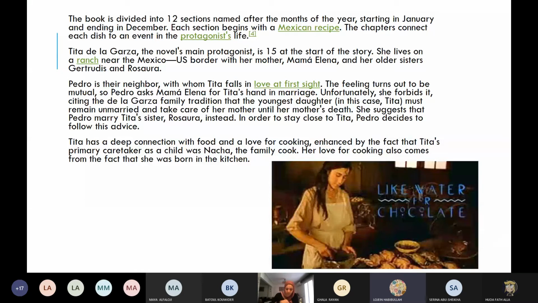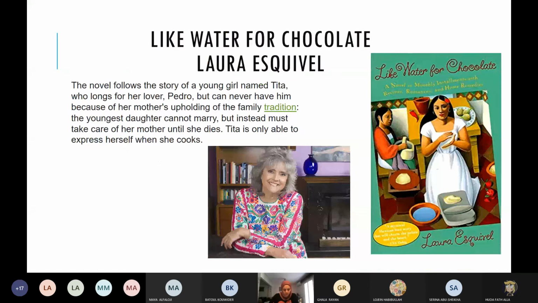So underline while you read, please. And when we finish the excerpt, the small part, we get the main idea. Okay, continue, Lujain.